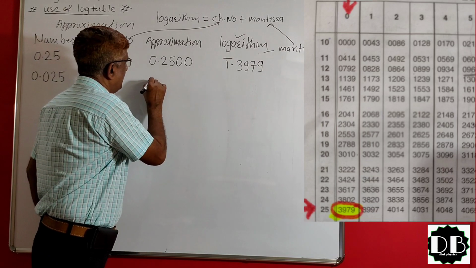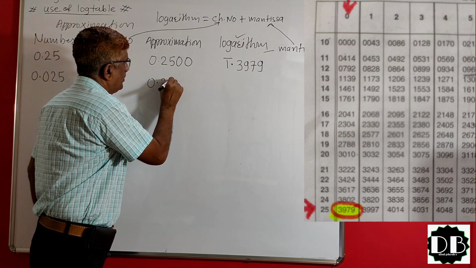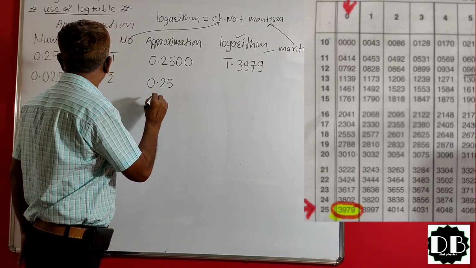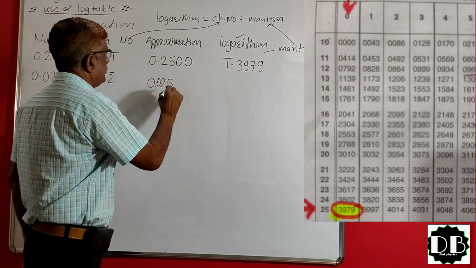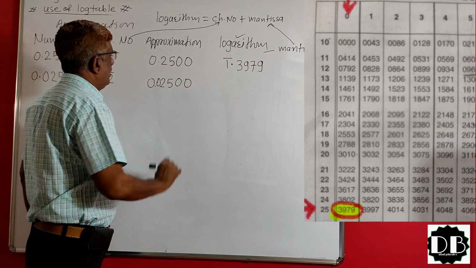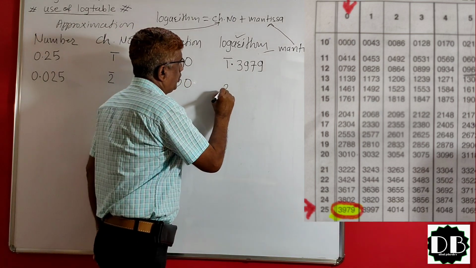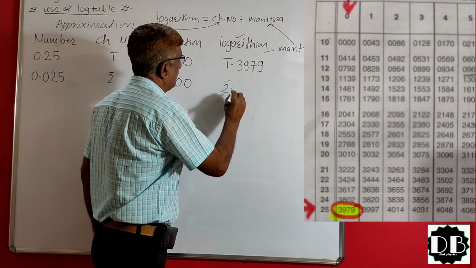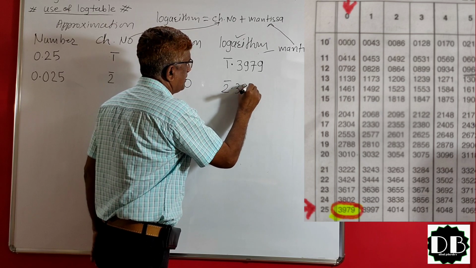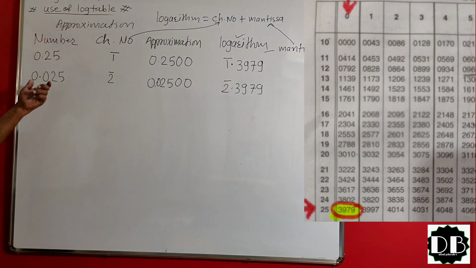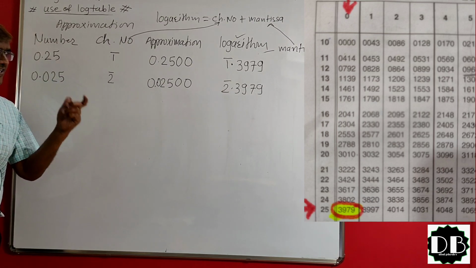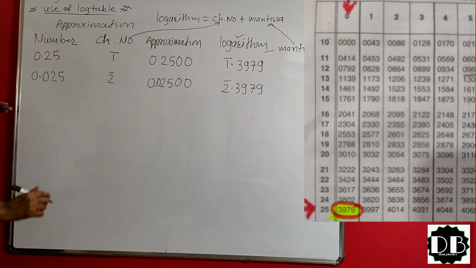Character number of this number is bar 2. Approximation does not make any more difference. 0 2 5 0 0. Bar 2 . 3979, because the mantissa of 25 to 0 is 3979.